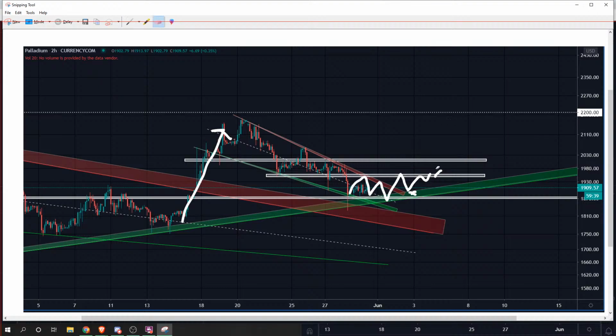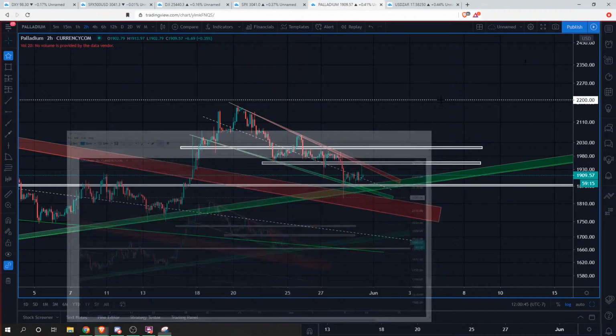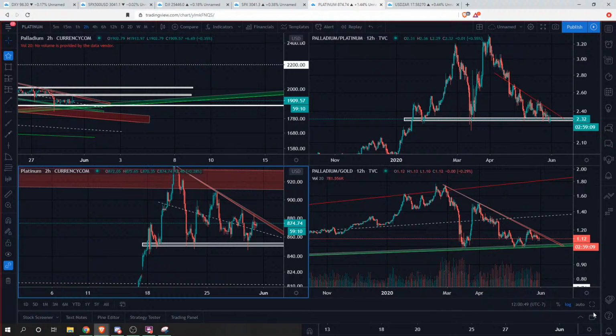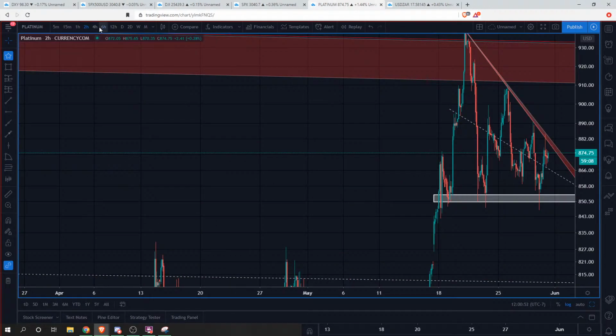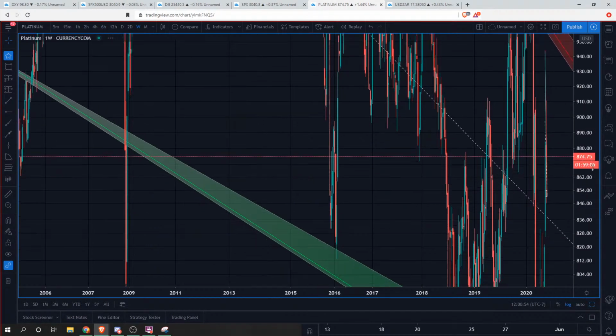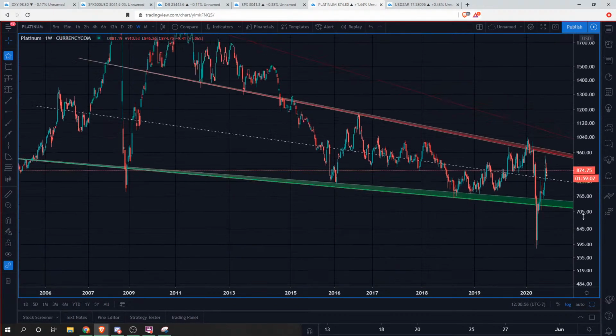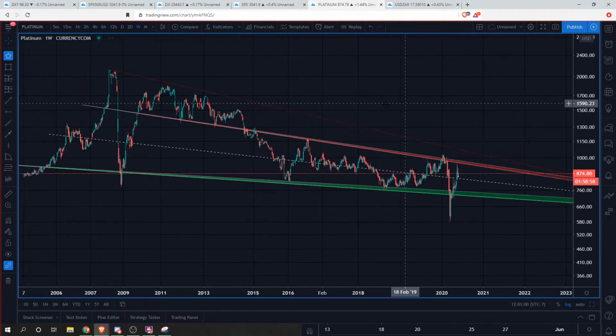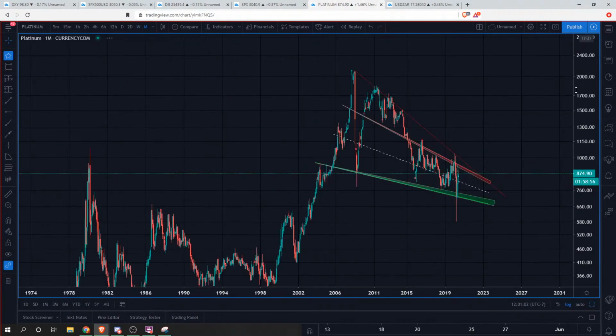So that's what we're going to be looking for, but we're also obviously going to be looking for relative strength between different metals. So that's going to be palladium. Now we're going to look at platinum. Let's go to the weekly, because this is a pretty important thing to look at on the weekly chart. Also, if you have any questions, drop them in the comment section below and we will answer them at the end of the video, but we're just going to get through it all first.